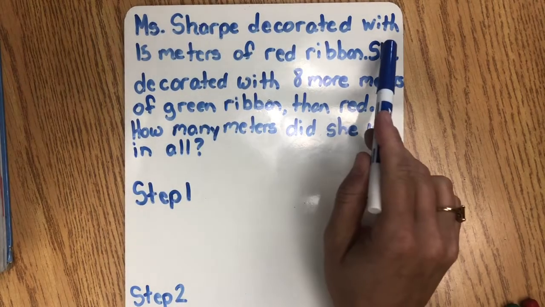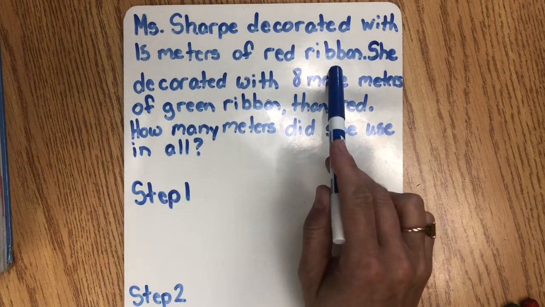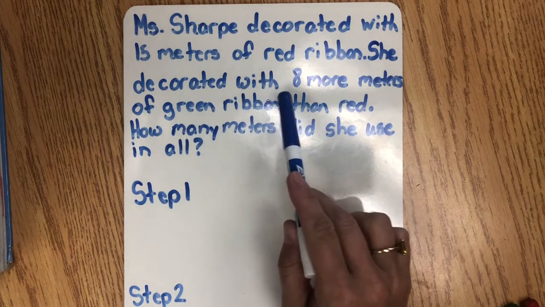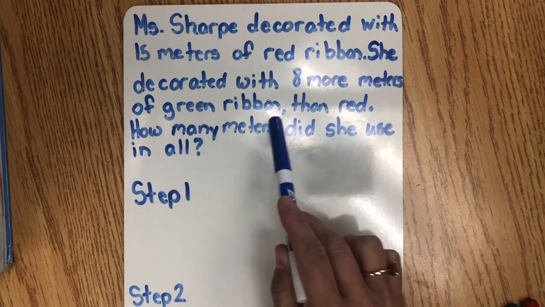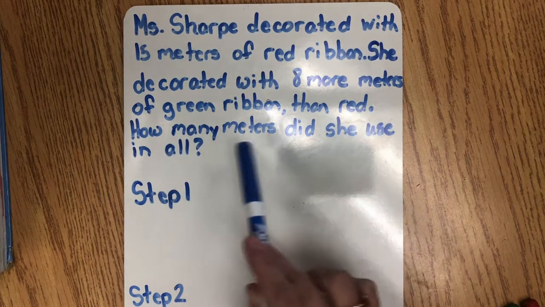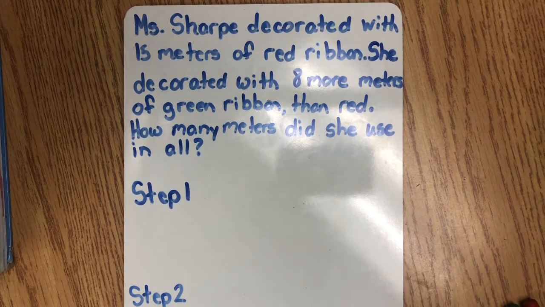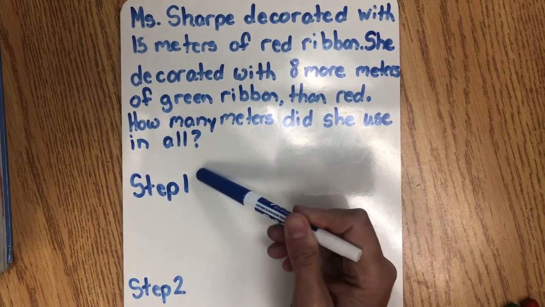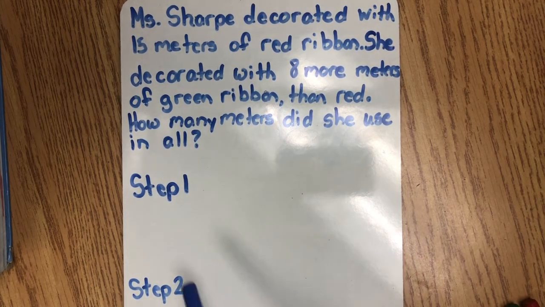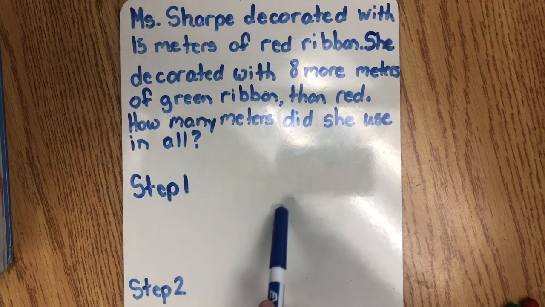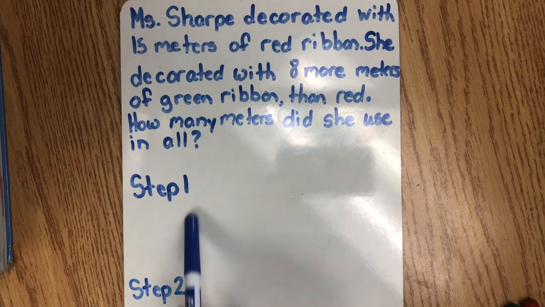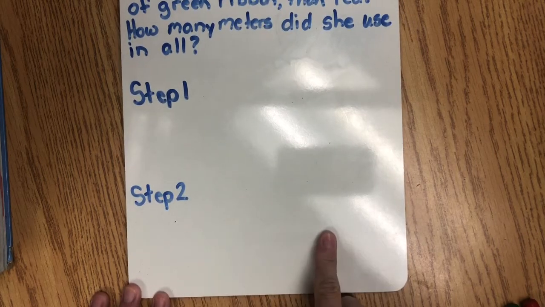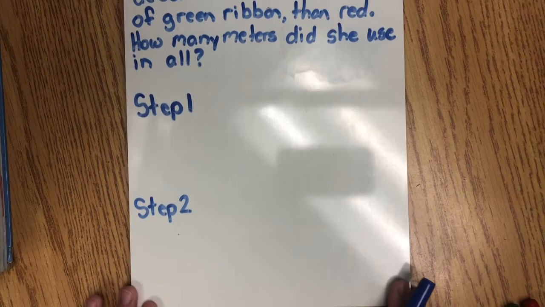Miss Sharp decorated with 15 meters of red ribbon. She decorated with 8 more meters of green ribbon than red. How many meters did she use in all? You'll notice on my whiteboard, I know that this is going to be a two-step problem, so I went ahead and wrote step 1 and saved some space for all the work I'm going to do for step 1. And then I wrote step 2 and saved space for all the work I'm going to do in step 2.